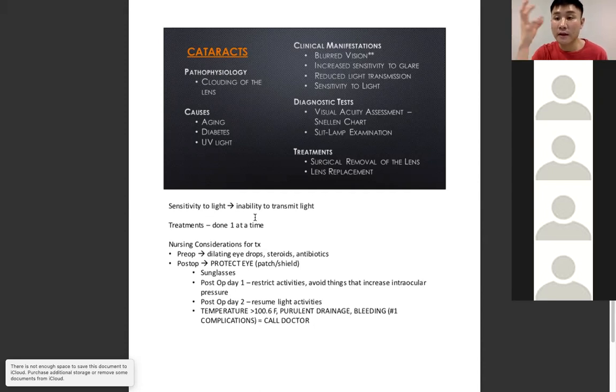Treatment is done one eye at a time. So this is important to remember. When they do surgery for cataract on the patient's eyes, they don't do both eyes at the same time. They do one eye at a time. And after that one eye is healed and able to see clearly and the cloudy lens is removed, they then move on to treat the second eye. Okay, so that is important to remember, and it may come up on the exam.